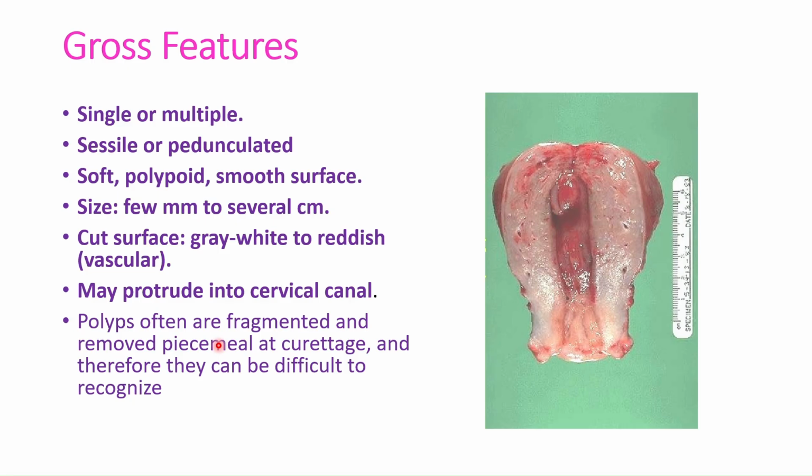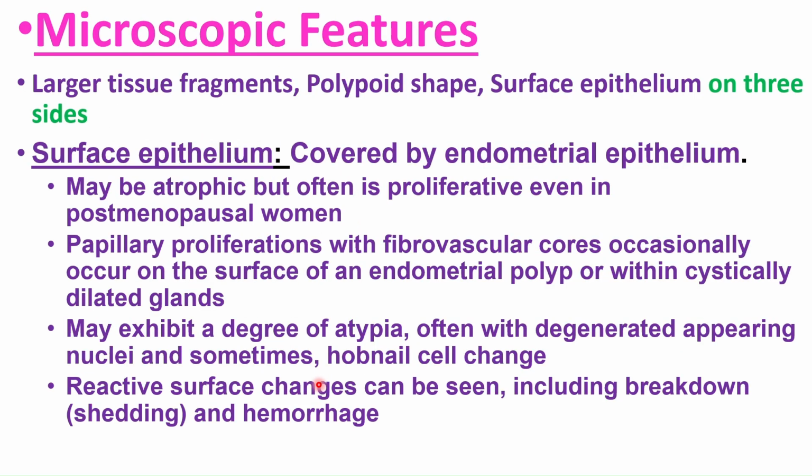But when we receive dilatation and curettage specimen, generally polyps are fragmented and removed piecemeal, and so it can be difficult to recognize. Now microscopic features. This is larger tissue fragments, polypoid in shape, and surface epithelium is on three sides of the polyp. So it is covered by endometrial epithelium, may be atrophic, but often it is proliferative even in postmenopausal women.